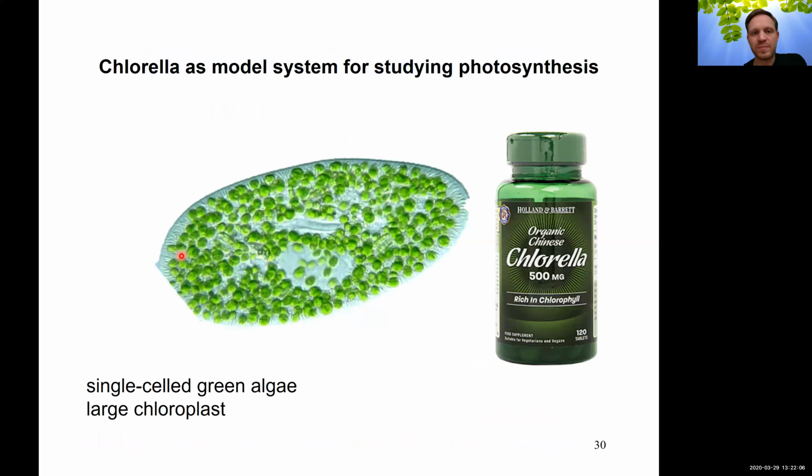The way these researchers figured it out is that they used a single-celled green algae called chlorella. You can actually buy this as a supplement, for example, for health benefits. It has the advantage that it has very large chloroplasts, so it's really good for experimental purposes. They used this study system to understand how the Kelvin cycle in the chloroplast works.